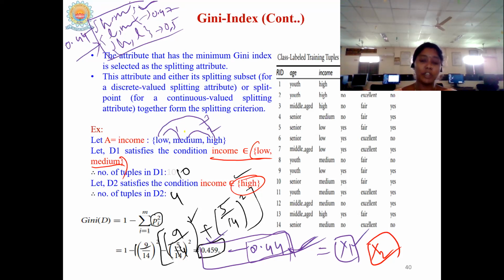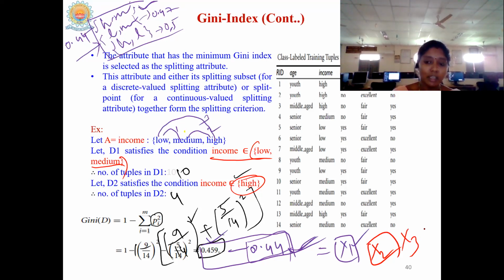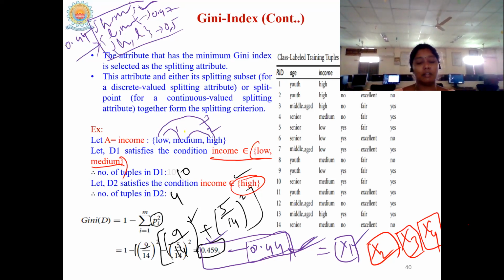So again here also we need to calculate the GINI index for that subset, and after that we need to subtract that from the GINI index of the D, and we can get the value as x3. Similarly, we can get the value as x4 for the credit rating. So next, what to do? What is the final selection process? So we are getting 4 GINI index values for the 4 attributes.